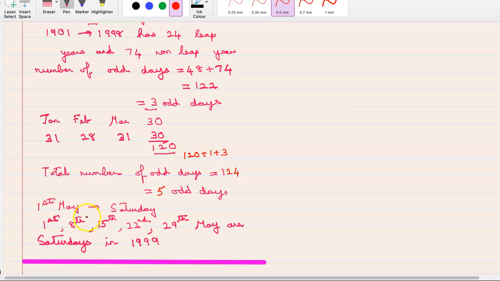1st May is a Saturday. So counting, if you are counting from Sunday, we get Monday, from Monday, Tuesday, Wednesday, Thursday, Friday. So 1st May will lie on a Saturday, and 1 plus 7, 8th May will be the next Saturday, 15th May will be the next Saturday, 22nd and 29th. So 1st, 8th, 15th, 22nd and 29th May are Saturdays in 1999.